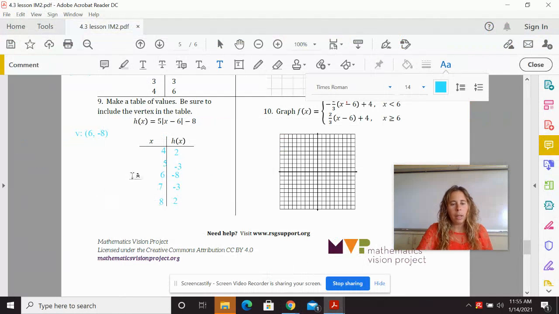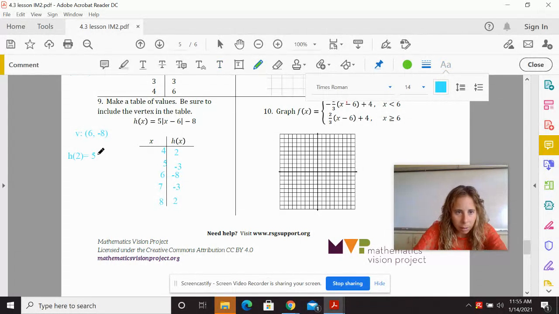You could also substitute in and solve. For instance, if I'm going to substitute in 2 for x and solve, h of 2 equals 5 times the absolute value of 2 minus 6, and then minus 8.